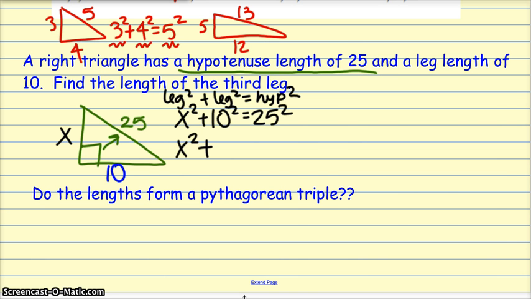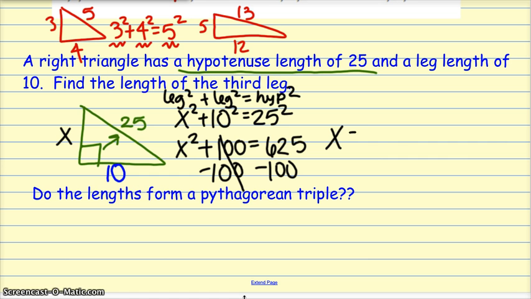10 squared is 100. 25 squared is 625. To get x by itself, we've got to move the 100. We end up with x squared equals 525. But I don't want x squared, I want just plain old x. To undo a square, you will square root. It cancels that out. X ends up equaling, I must have rounded to the nearest tenth, 22.9.